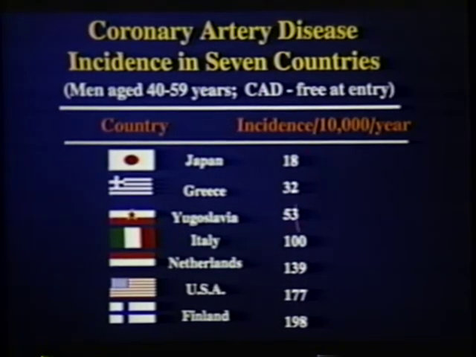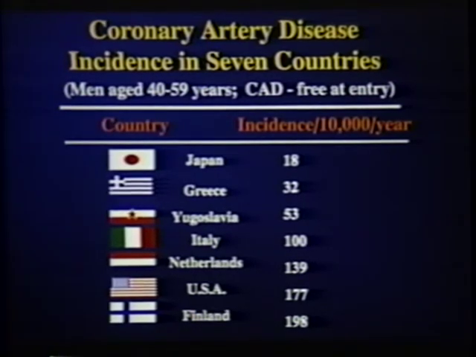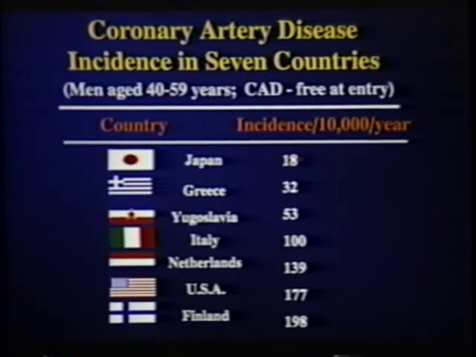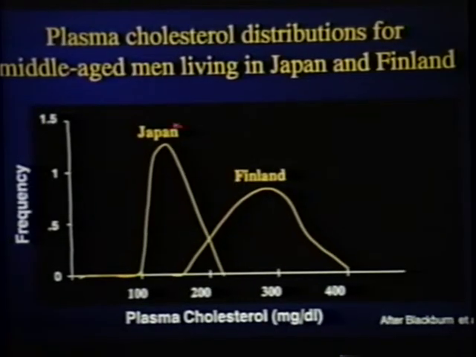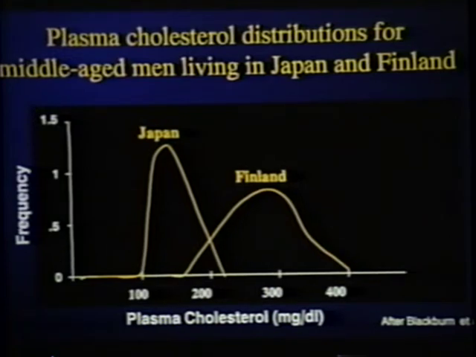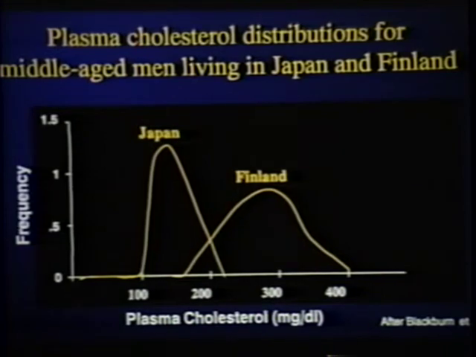He went to these 7 countries, studied approximately 13,000 individuals, found that people in certain portions of Japan had a very low frequency of symptomatic coronary disease. Those in USA, Finland, a very high frequency. What did he find? That in Japan at that time, this was in the 60s, the total cholesterol was averaging about 150. In Finland, it was approaching 300. He concluded in the 60s that this was a cholesterol problem.